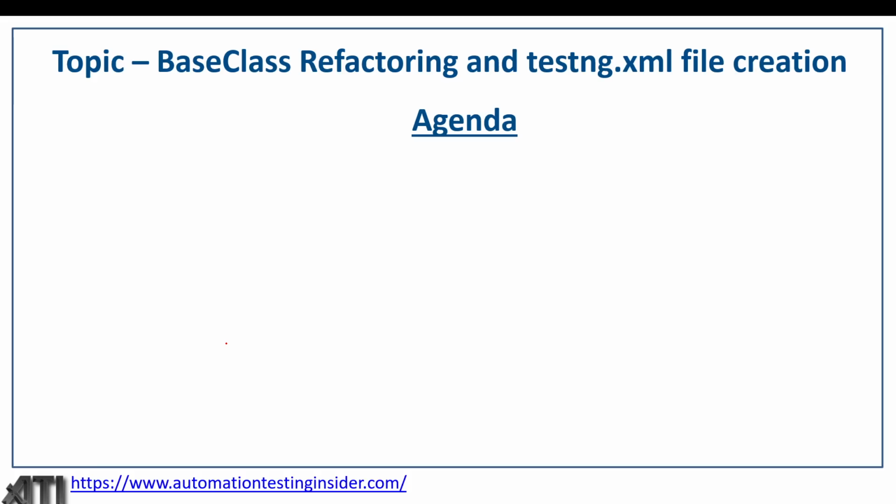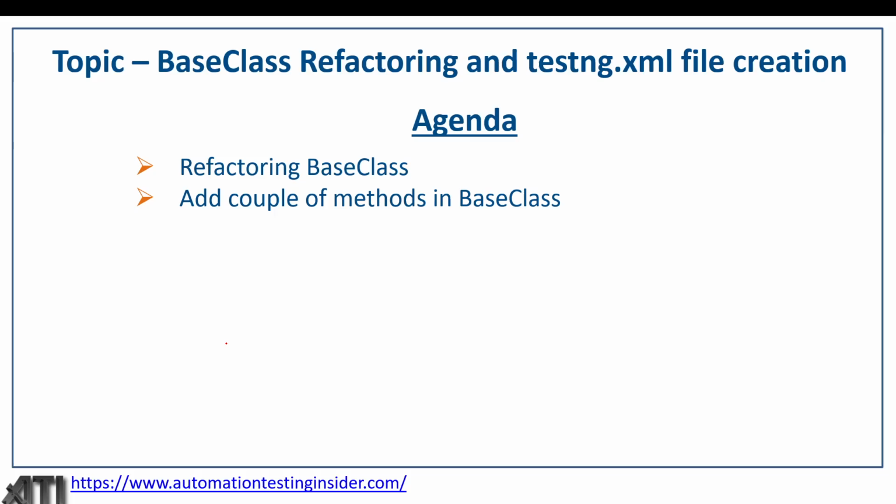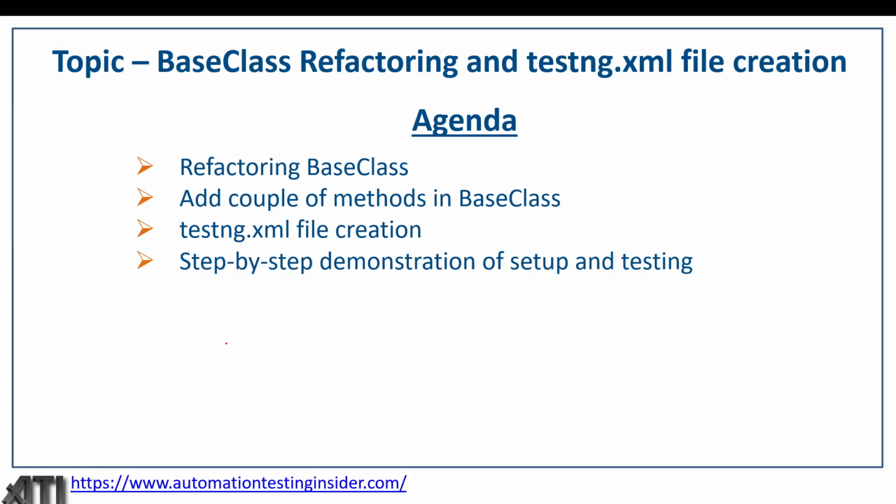Whenever we create a framework, we always do some kind of enhancement. So we'll have a look today at how we can update our base class. Let's have a look at the agenda quickly. We'll refactor our base class, we'll add a couple of methods, and we'll talk about how we can configure our testng XML file and how we can create it. At last I'll show you all these steps through the Eclipse project. So let's get started.